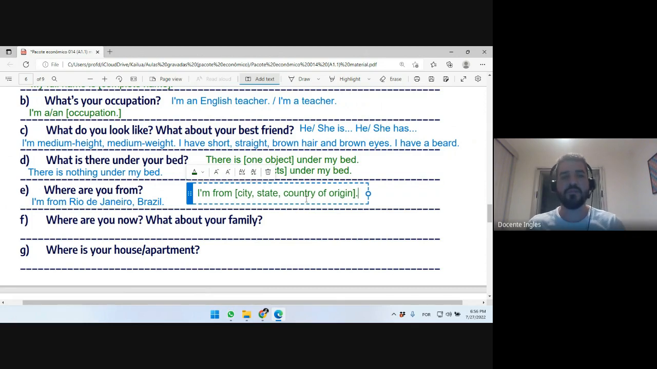I am from Rio. I am from Brazil. I am from Bahia. I am from Acre. I am from Paraná. I am from Salvador. There are many possibilities, city, state, or country. All these possibilities are correct.